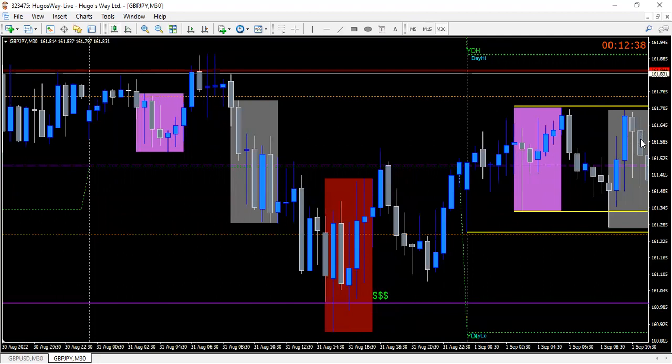Boom. We get this candle. It engulfed this candle, but look at the rejection. It hit the 50 and pulled back up. All right. It hit the 50 and pulled back up.